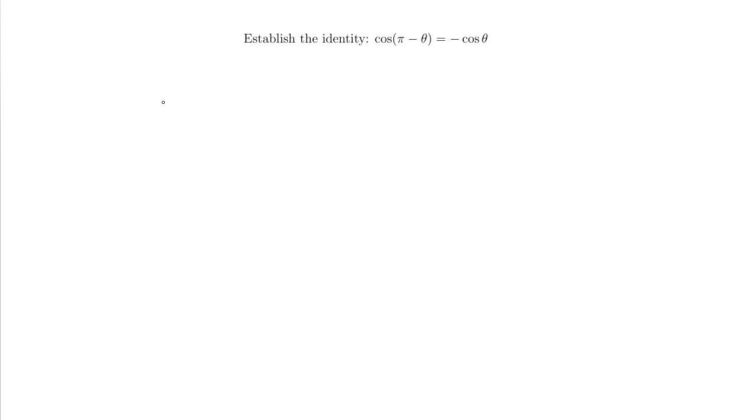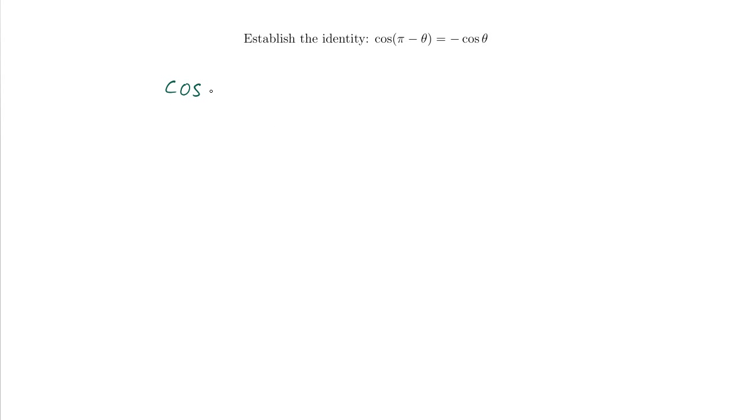So just like with any establish the identity problem, you start by picking a side, and usually you pick the more complicated side. It's usually a good idea to pick the side where you have the difference of two angles inside a trig function, or the sum of two angles inside a trig function, because the first step then after that is very easy. You just write down the formula for that. So that's what we're going to do here.